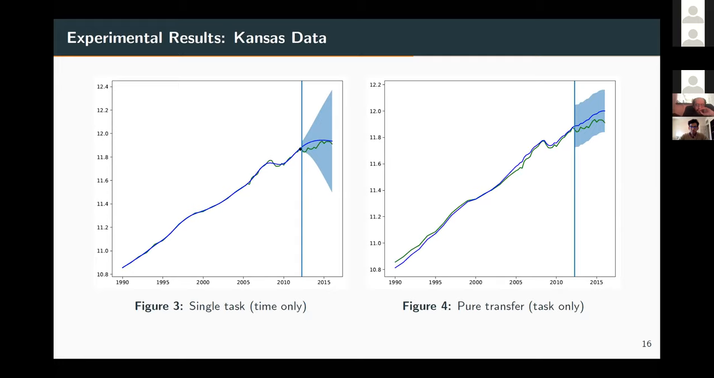But the behavior here is that this is very mean reverting, and so the further you get away from the treatment time, you're going to go back to what was the long-term mean. And then on the other hand, in the pure transfer setting, the pretreatment fit isn't as good. After treatment time, your projections give a very nice parallel trend, but the uncertainty immediately blows up right at treatment time, and then it's basically constant uncertainty over time, which isn't necessarily a reasonable thing.